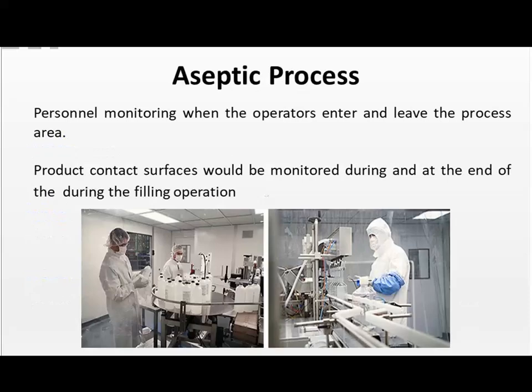Now, we do have a lot of aseptic processing, and aseptic processing means that our environment inside of that manufacturing area is going to be sterile. So therefore, when we're dealing with aseptic processes, we have to monitor personnel when the operators enter the manufacturing suite and when they leave. And we have to make sure that product contact surfaces were monitored during and at the end of the filling operation.